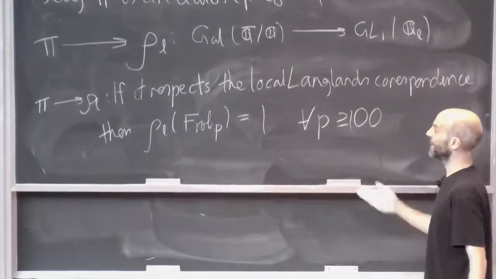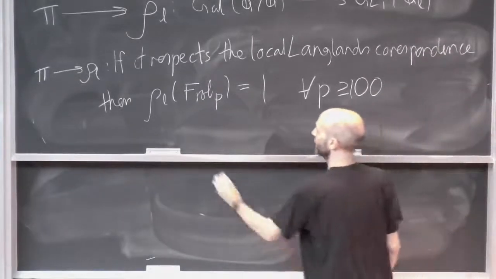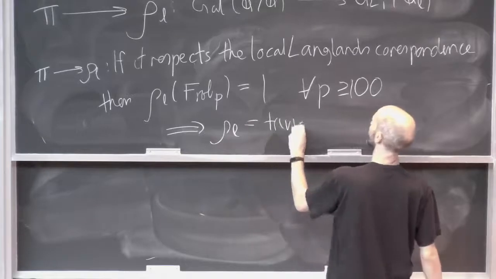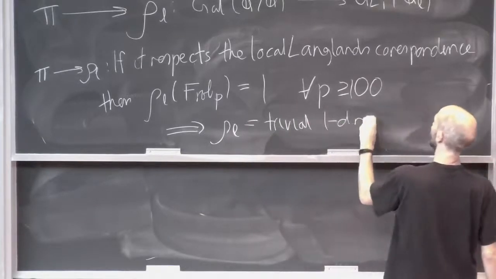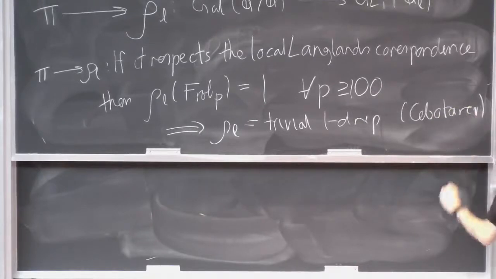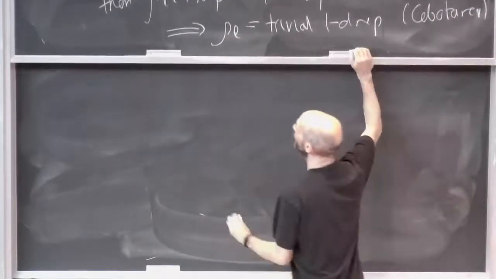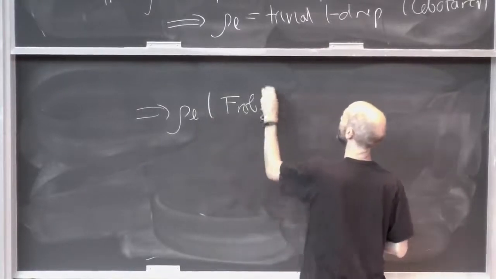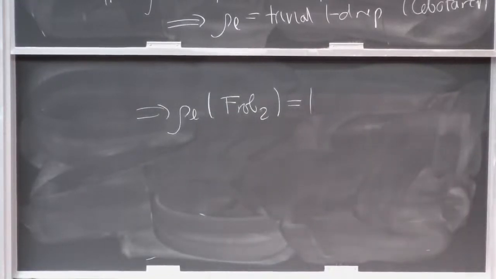Right? But these are dense in this Galois group, so that implies that rho_L is the identity, the trivial one-dimensional representation. Right, by Chebotarev. But this is really bad, right? That implies that rho_L of Frob 2 is 1. But I wanted it to be 7. That was the whole point. I was making them all 7.